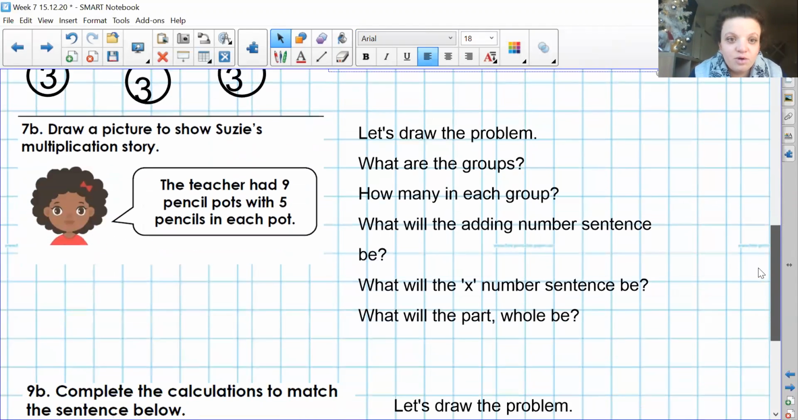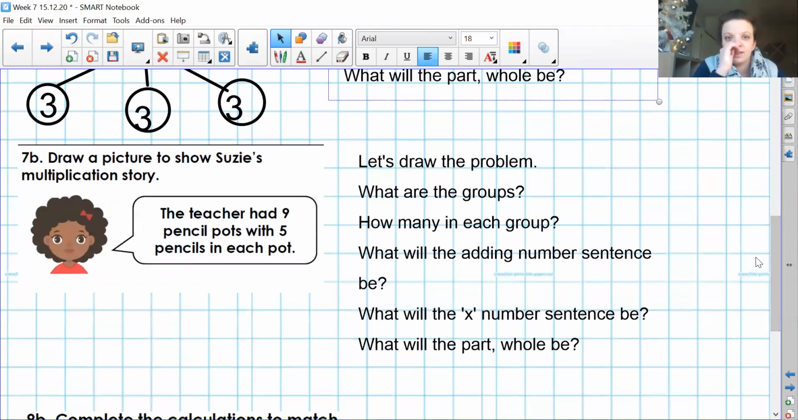Right, next one. Got a problem to read. The teacher had 9 pencil pots with 5 pencils in each pot. Draw the problem. How many groups are there? What are the groups? How many in each group? What will the add-in number sentence be, the times, and the part whole? Off you go.